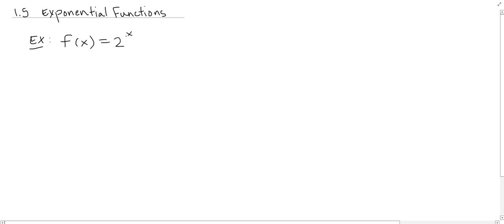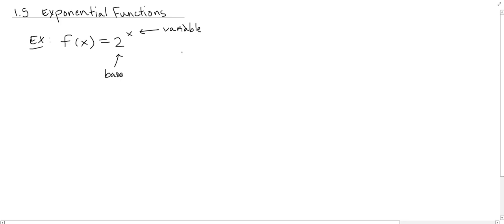And so we know this is an exponential function because the base is a number. So this number down here is some constant number. And then the changing part is in the exponent. So the variable is up in the exponent position. So that's what makes it an exponential function.